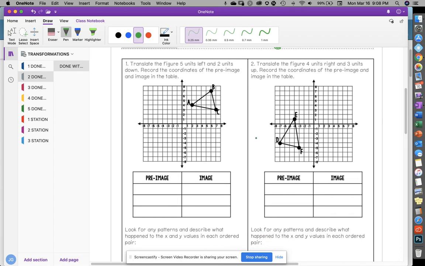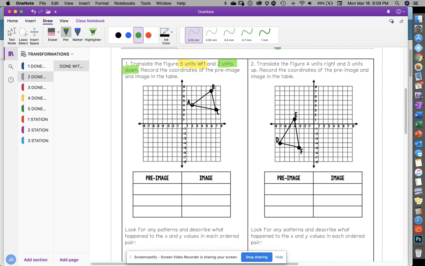All right, so let's try to move our figure here. Translate this figure 5 units left, 2 units down, and record your new image. All right, so this is my pre-image. I know that's pre-image because all of these are just A, B, and C. There's no prime. So what I'm going to do is pick one of the dots. I usually pick the dot closest to the first direction they want me to go. If they want me to go left, I'm going to pick the one left. If they wanted me to go right, I'd pick C.